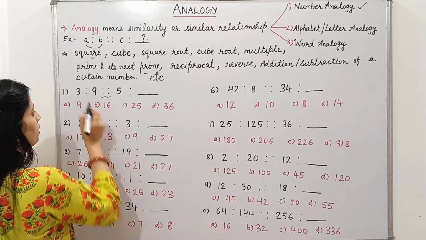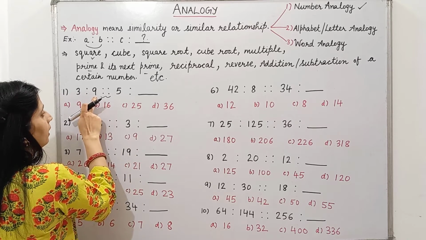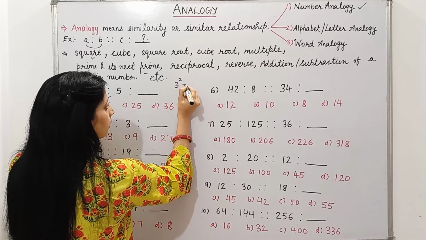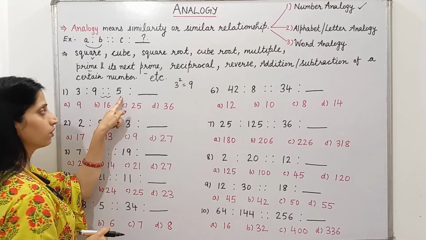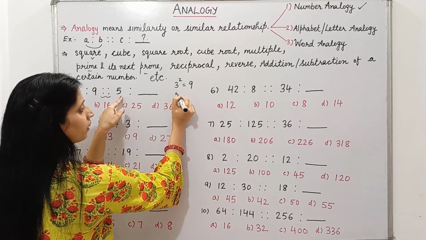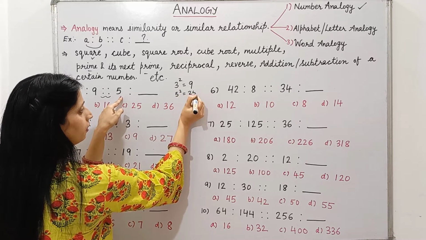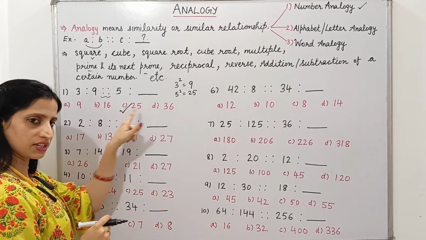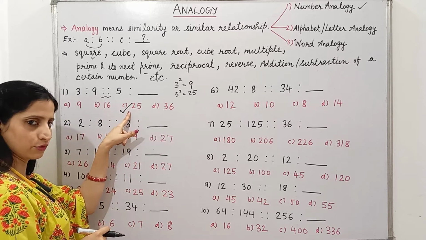So let's see the relation. We can see that 9 is the square of 3. 3 square is 9. So what will be 5 square? 5 square is 25. So the answer will be 25. Here 4 options are given. We will tick the correct one.